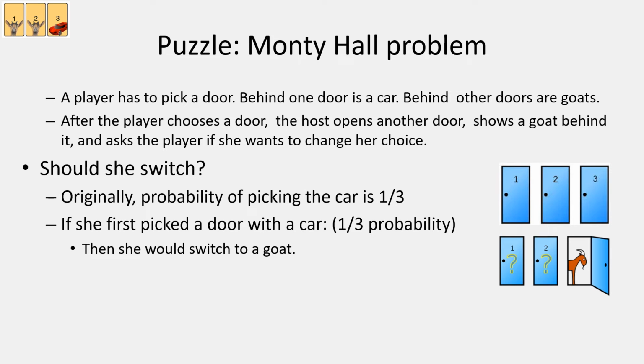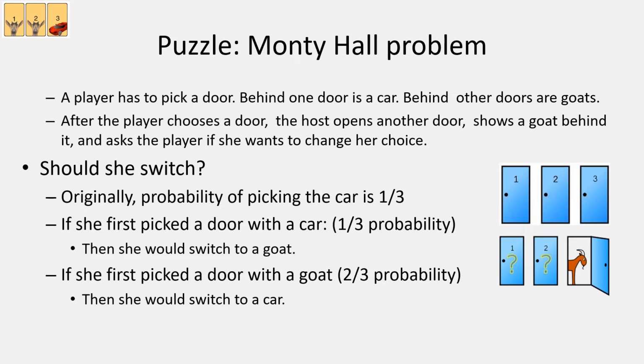So now what happens when the host opens the door with a goat? Two possibilities: either she picked the door with a car or she picked the door with a goat. If she picked the door with a car, and that happens with probability 1/3, then by switching she would go from the car to a goat. Not so good. But if she originally picked a door with a goat, and there are 2 goats and 1 car, so there is a 2/3 probability that she picked a goat, then she would switch to a car.